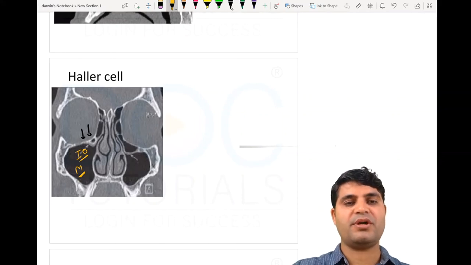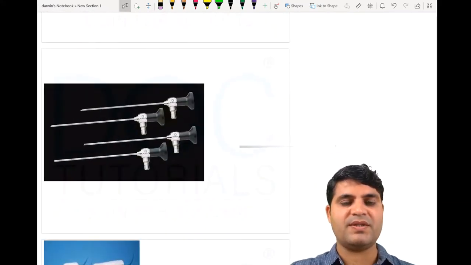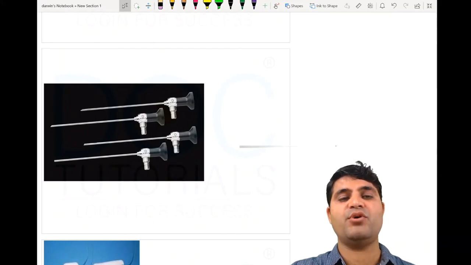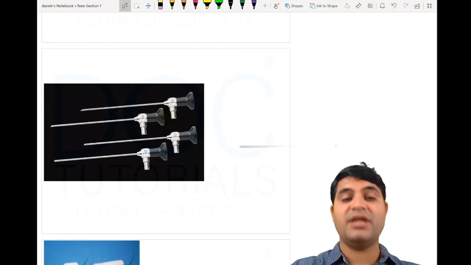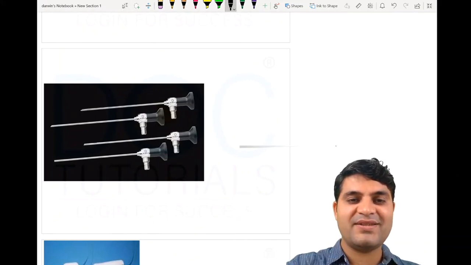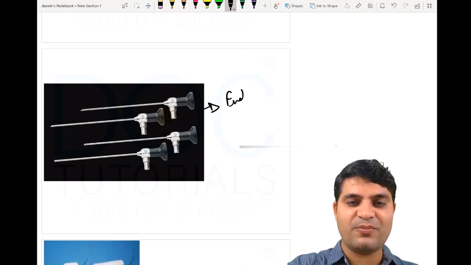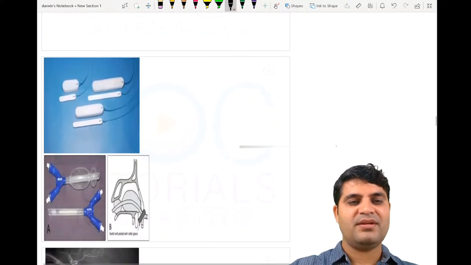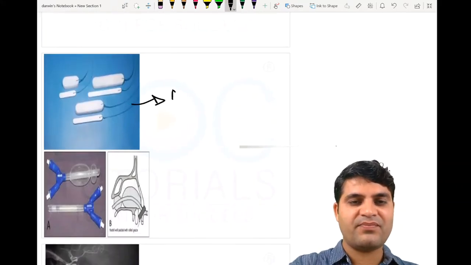These cells are important. What is this? I think everybody has seen it whenever you have gone to ENT OPDs. What is it? It is an endoscope. These are nasal packs, which are known as Merocel.